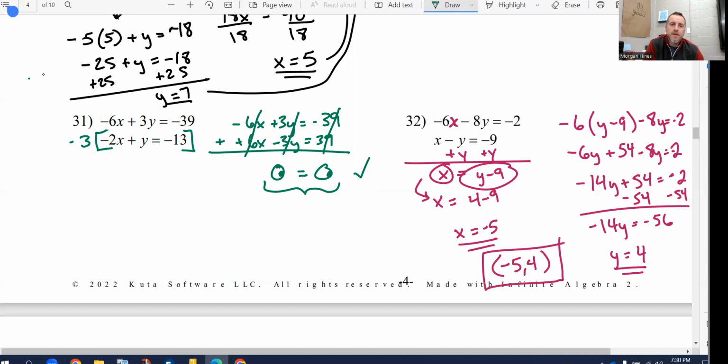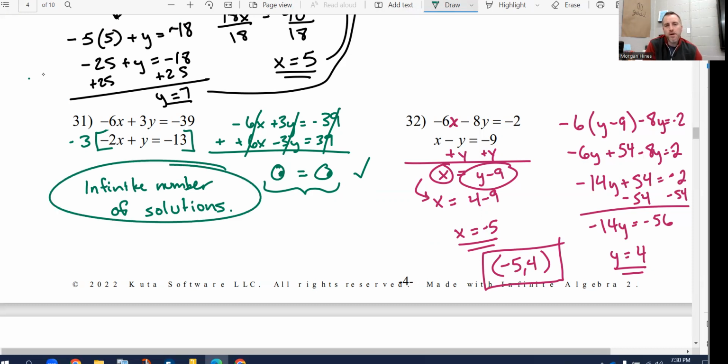It's true. If 0 is equal to 0 and it doesn't matter what x or y is, then that means that there is an infinite number of solutions. You want to know why? Because these two equations are the same line, which means if it's a solution to one, it's automatically a solution to the other one. So there's an infinite number of pairs. Now it still has to make one of the equations true. You can't pick just any two numbers, but if you find one that works for one equation, it's going to work for the whole system. So there's an infinite number of possibilities.